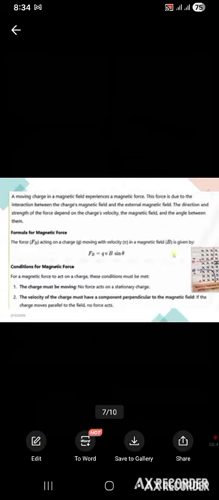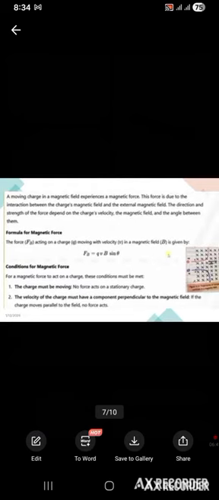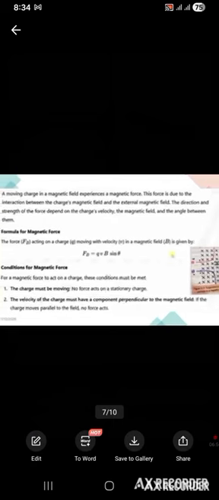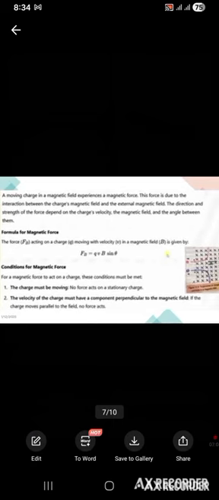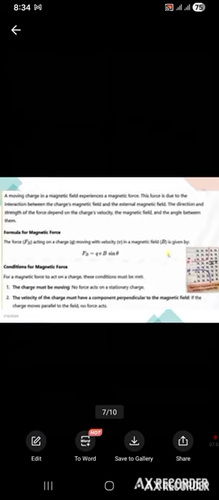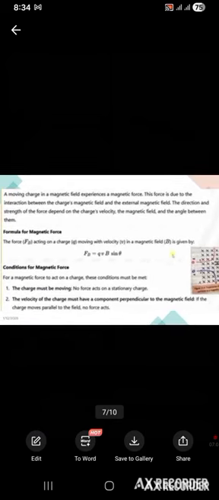Okay, a moving charge in the magnetic field experiences a magnetic force, as we have read in yesterday's lesson. A moving charge has its own magnetic field, and when it enters an external magnetic field, it will experience a magnetic force, because both fields will affect each other. They will disturb each other, they will perturb each other. This force is due to the interaction between the charge's magnetic field itself and the external magnetic field.